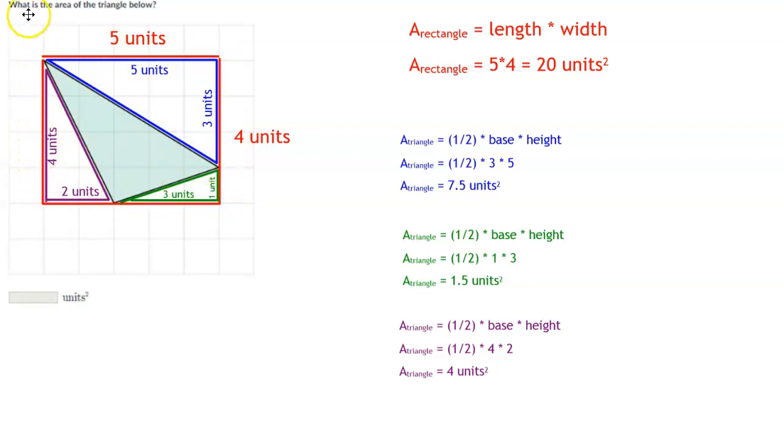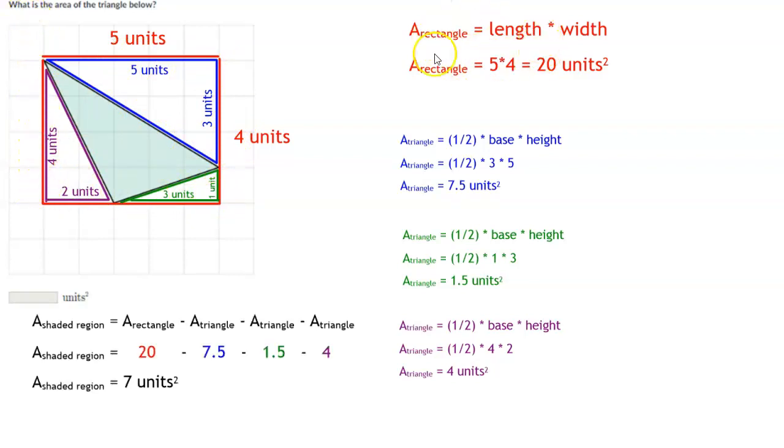So I'll show you how to do that now. Alright, you can see that the area of the rectangle is up here. That's 20 units. That's the whole entire thing. Then what I'm going to be able to do is take the area of all 3 of these other triangles, the triangles where the shaded region is not, and subtract them out.